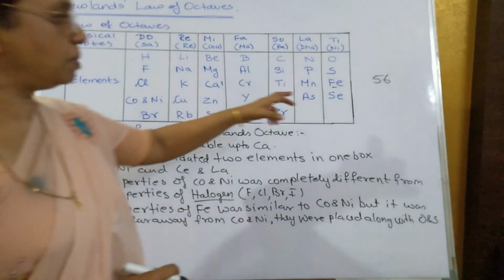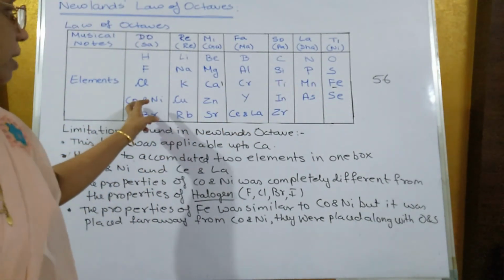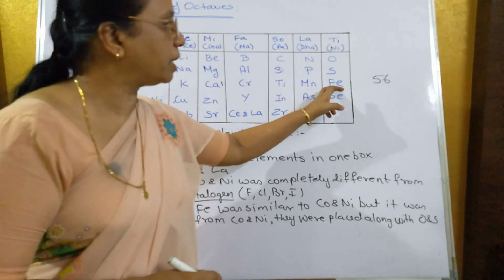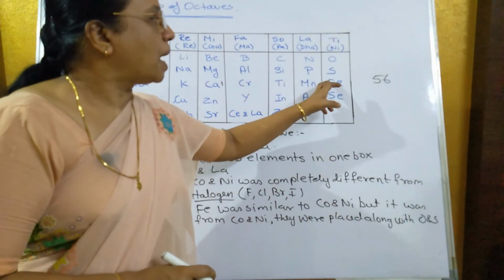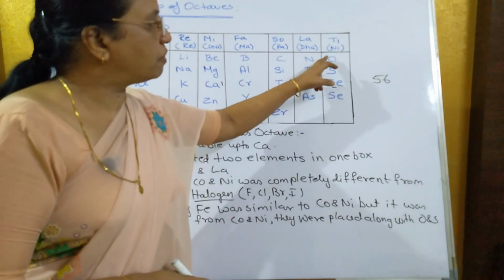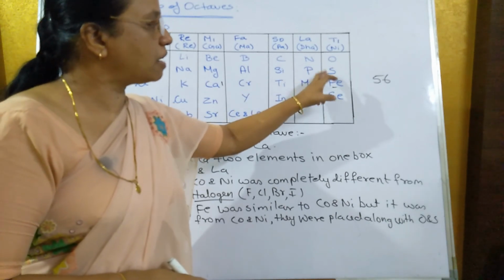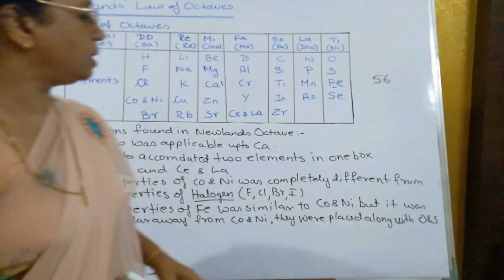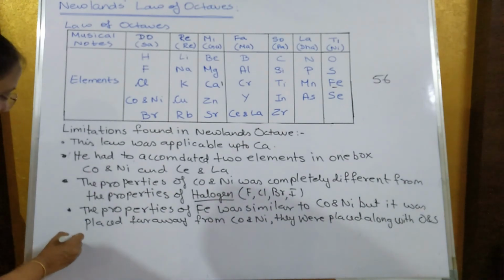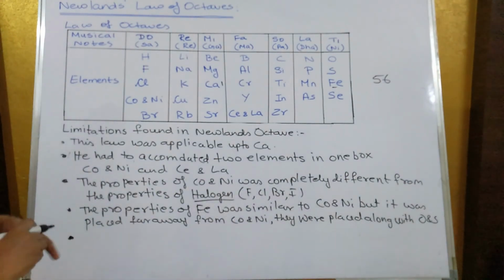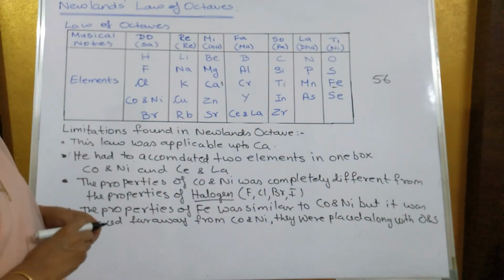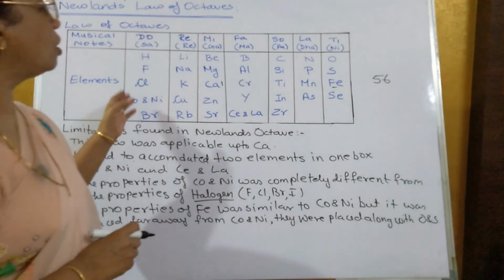How was it similar? This is also a metal, this is also a metal, but it was placed far away from cobalt and nickel under the note T, and the properties of iron were also different from oxygen and sulfur. Oxygen and sulfur are non-metals, whereas iron is a metal. The last disadvantage over here is what? Afterwards new elements were discovered and these new elements did not fit in this table.